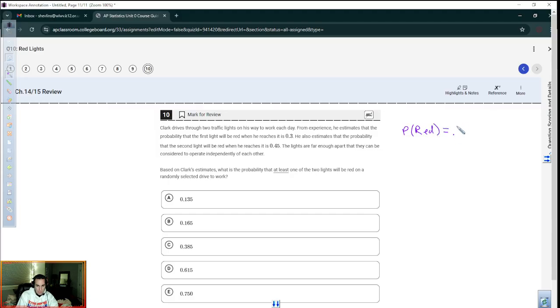It's going to be 0.3. So that's the first light. And then the second light is going to be 0.45. The lights are far enough apart that they can be considered to be independent. Ooh, that's a big deal for us. So if you wanted to do the chance that both lights are red, you could just multiply 0.3 and 0.45 because they said they're independent. Based on Clark's estimates, what is the probability that at least one of the 2 lights will be red?